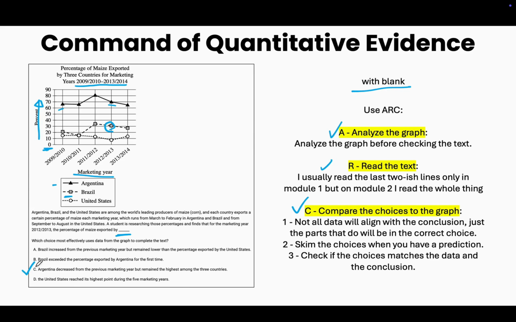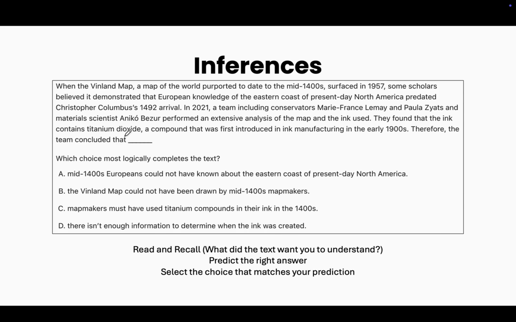However, let's check choice D. The United States reached its highest point during the 5 marketing years. Nope, it actually hit its lowest point during the 5 marketing years. That was easy. However, the next question type is one where multiple of the choices seem correct and many students hate. I'm talking about inferences, or those questions that ask which choice most logically completes the text.